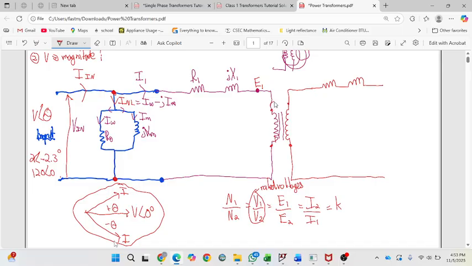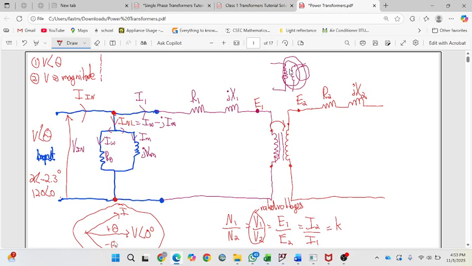Continue with the process. After you use your turn ratio, you come across to this side and you have E2. Same process. You have R2 and jX2. Same thing on this side: the X represents the induced magnetic field on this side, some of which is not cutting the other coil, so you have losses. And R2 is just I squared R losses, current in a copper wire, heat losses.